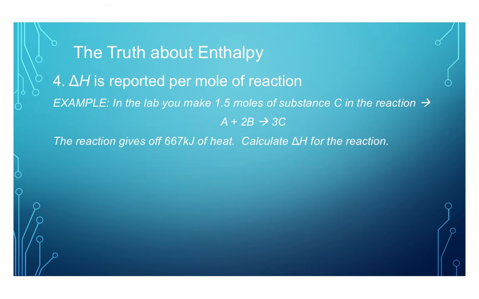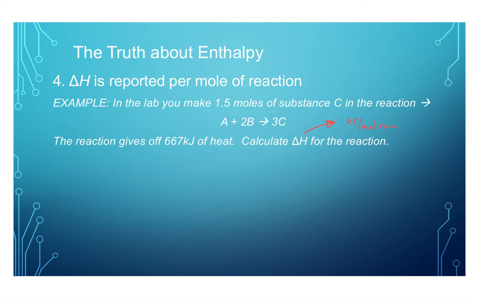All right, so in the lab, you make 1.5 moles of substance C in the reaction A plus 2B goes to 3C. The reaction gives off 667 kilojoules of heat. Calculate the delta H for the reaction. And we're going to want to report this as kilojoules per mole reaction. All right, so how does this work?